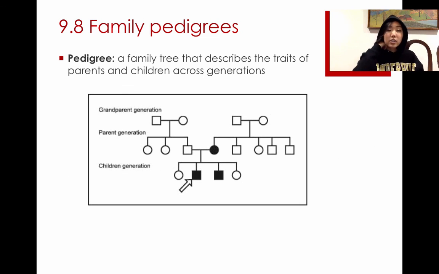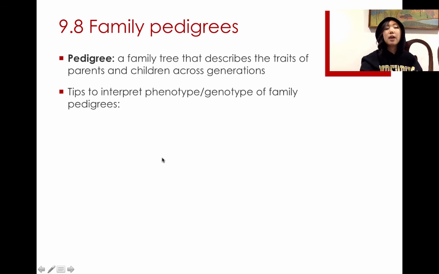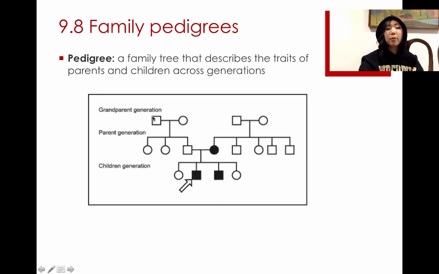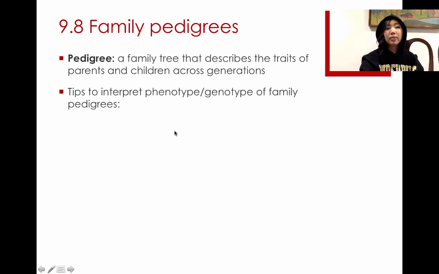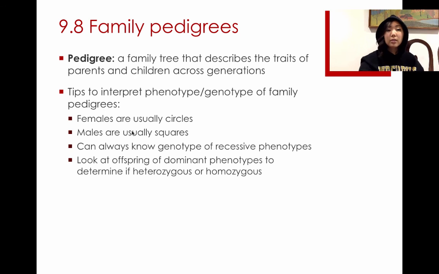Okay, the last section talks about pedigrees. Pedigrees are like a family tree that describes the traits of parents and children over many generations. It looks something like this. There are a couple of tips that you can use to interpret both the genotype and the phenotype of the different generations. Females are usually circles, males will be squares.